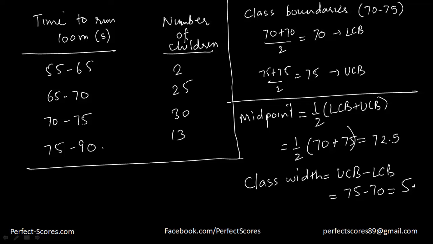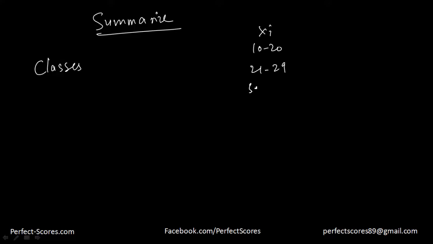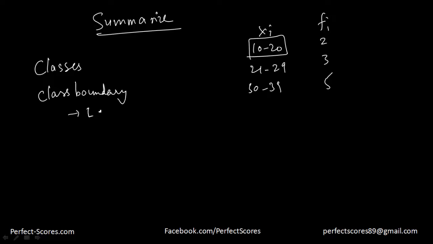So I suppose you're understanding this point over here, guys. So I'm just going to summarize what I just did. The first thing that we did was, what do you mean by classes? If you have any data set, let's suppose you have 10 to 20, 21 till 29, 30 till 39, something like this, this is known as a class. And from the classes you have class boundaries. Class boundaries will have two parts: a lower class boundary and an upper class boundary. So the boundaries for the class 21 to 29 would be 21 plus 20 divided by 2 and 29 plus 30 divided by 2, so it's going to be 20.5 and 30.5 for this one. That is the lower class boundary and the upper class boundary.